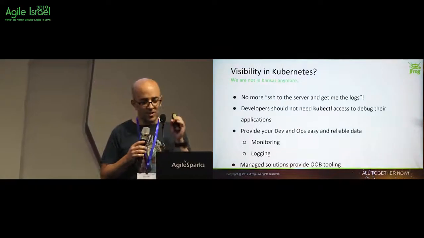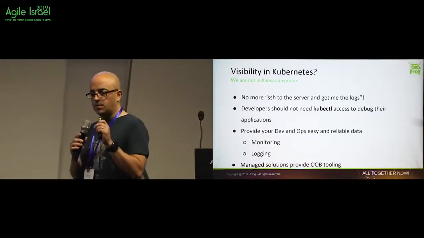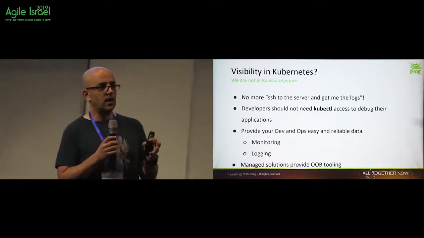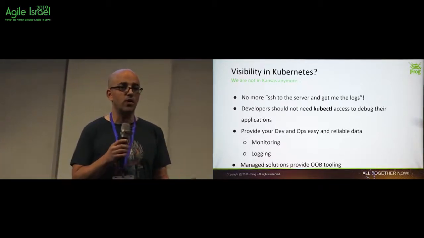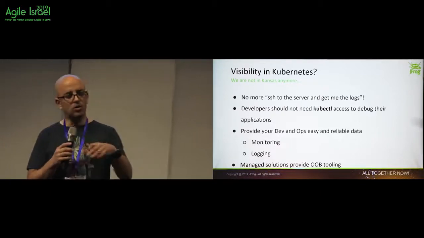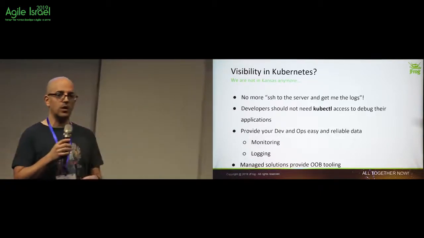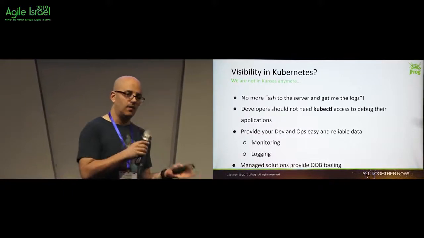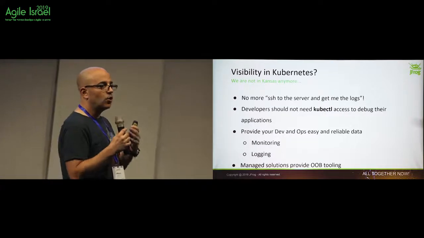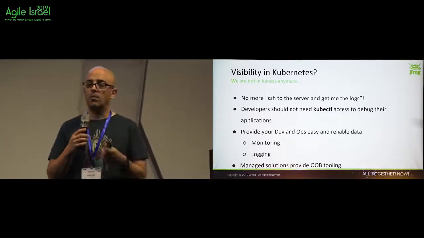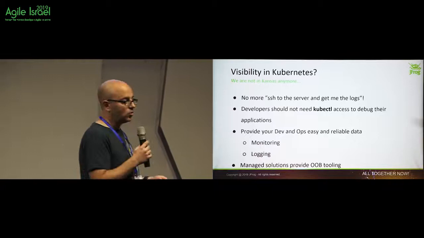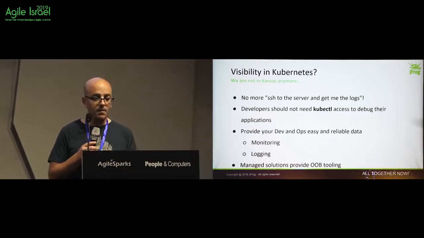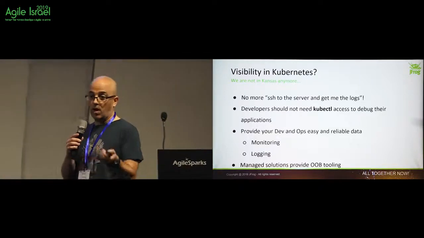Visibility in Kubernetes. One of the challenging facts about Kubernetes, once you start using it, is that some of your developers will get angry. They'll say, well, look, I just need an SSH into the server. No more SSH. Well, you could technically open a shell into a running container inside Kubernetes, but that's cumbersome, and that is an anti-pattern. The idea here is to give good visibility to everyone by using external tools for your monitoring and your logging. There are many managed solutions that provide out-of-the-box tooling for this.